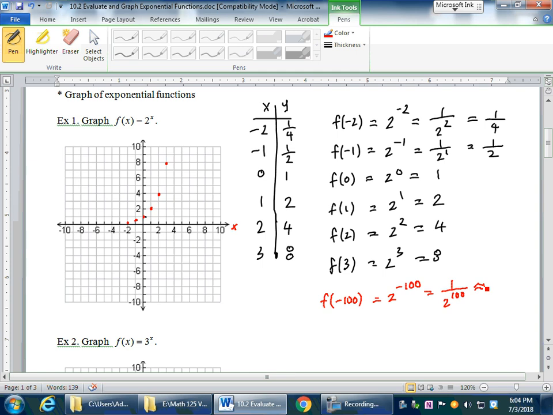That tells me the exponential graph is bounded by a line. So here's the exponential graph. On the right-hand side, it will keep on going up. And on the left-hand side, it will keep on going down, getting closer and closer and closer to zero, the x-axis, but never touching it.